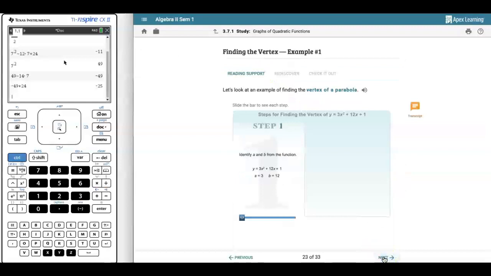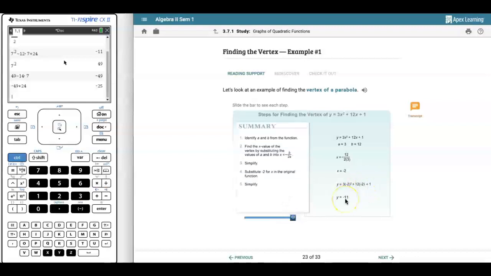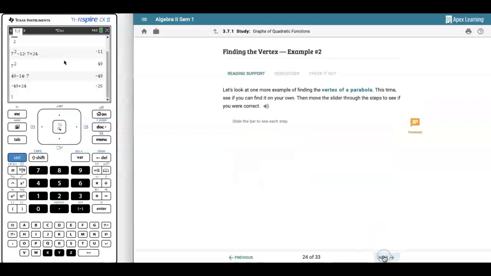Moving forward, if we look at an example, I can walk you through it. We identify a and b from the function, so a is 3, b is 12. In order to find the vertex, we use the equation x equals -b over 2a. So we plug in our values. We simplify, x equals -2, so that's our x coordinate for our vertex value. Then we just plug that back into the original function. We simplify and we get our y coordinate. So our vertex here is at -2, -11. That would be finding our vertex.